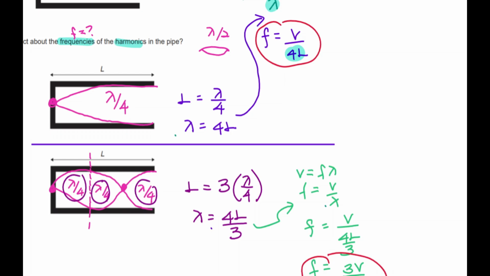Comparing both of these equations, we can see that we have a 3 here and a 1 there. We can already see a pattern here where we have 1, next we have 3, and it looks like an odd number pattern. So we can already guess that the next frequency can be f equal to 5v over 4L. So let's just double check.